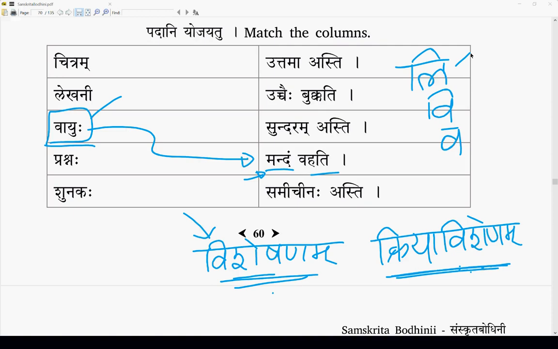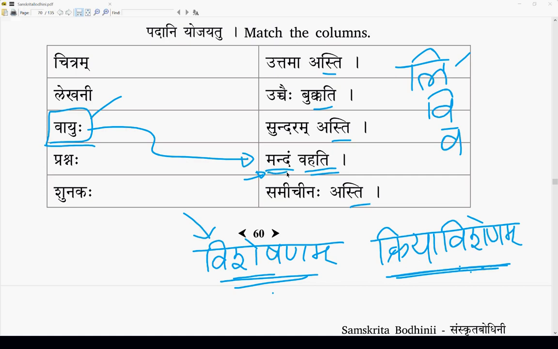Technically, anything that ends in ti is what we call a kriya padam, a verb. In that sense, Mandam would not be a verb. Yeah, exactly. Correct. You said it right. So Vahati is the kriya padam. Vahati, Asti, Dukkati, Asti. Only these are the kriya padam.